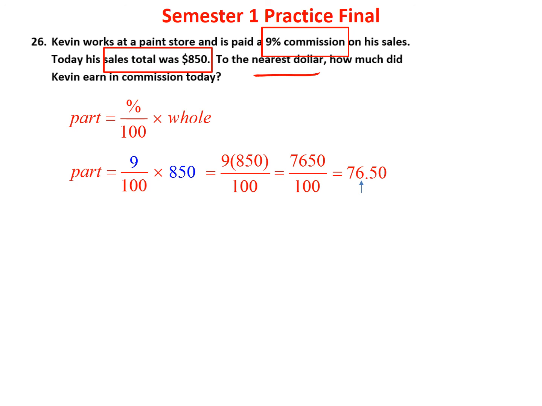Now they asked us to round it, though, to the nearest dollar. So we'll go to the nearest dollar. We look next door, and there's a 5. Remember, if it's 5 or bigger, we round up. If it's lower than 5, we round down. So 5 is equal in the middle, so we round up to $77. So to the nearest dollar, Kevin earned about $77 today.